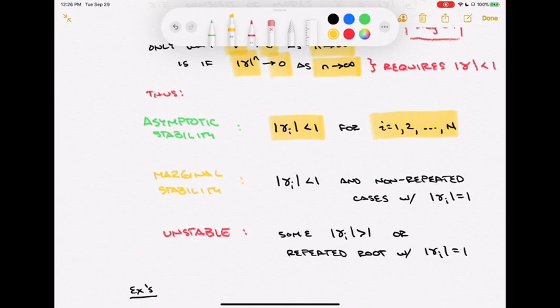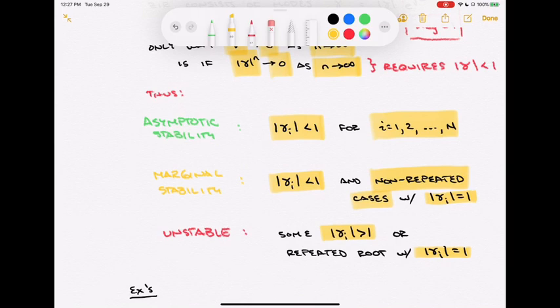Marginal stability is you can have some roots that are inside the unit circle, and you can have potentially non-repeated cases where they are on the unit circle. This is very similar to having non-repeated roots on the imaginary axis for continuous time. We knew that the imaginary axis was the boundary for stability. The unit circle for the discrete time case is the boundary for stability. And if we have non-repeated roots on that boundary, then we would have modes that are neither growing nor decaying. That's just on the edge of stability. Instability, or an unstable system, is one where you have a characteristic root that is outside the unit circle, or perhaps you have some repeated root on the unit circle.